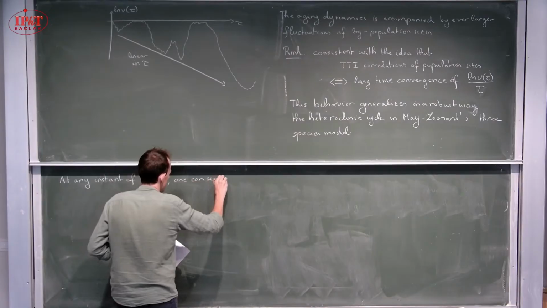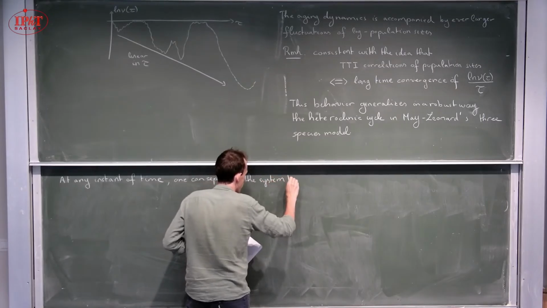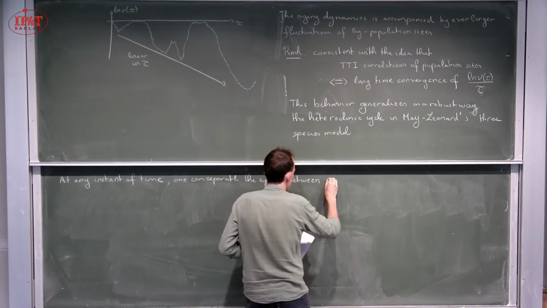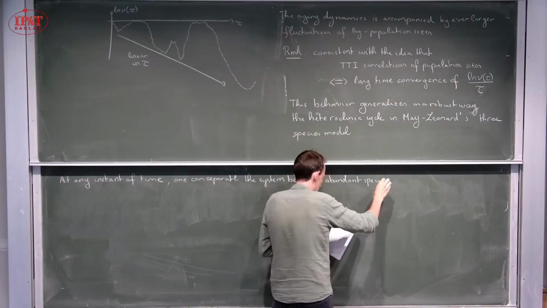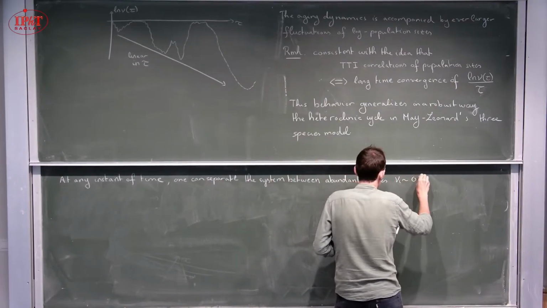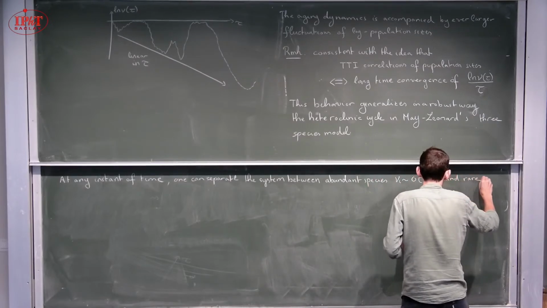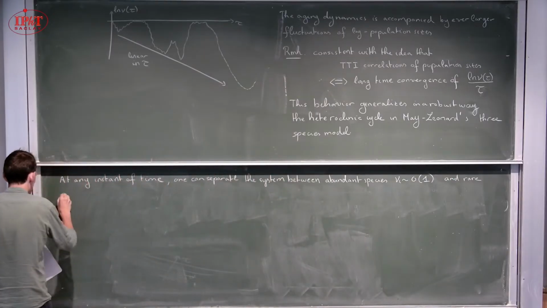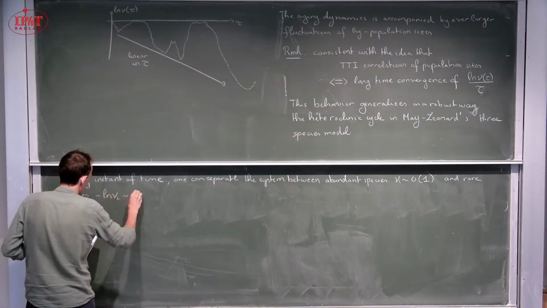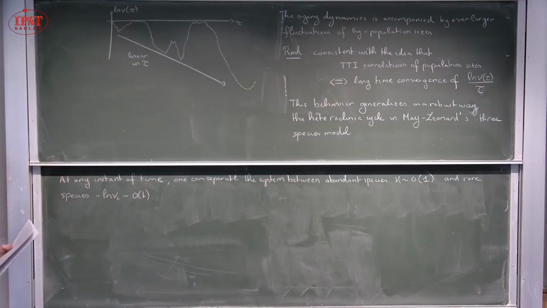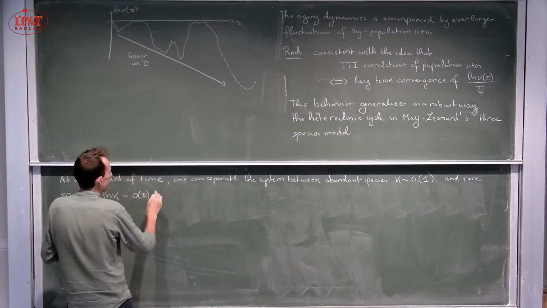one can separate the system between abundant species, and by that I mean nu_i of order 1, and rare species, very rare species in that case. So it's the logarithm of the population size that is of order minus the elapsed time, so exponentially small in the elapsed time, at late time, of course.